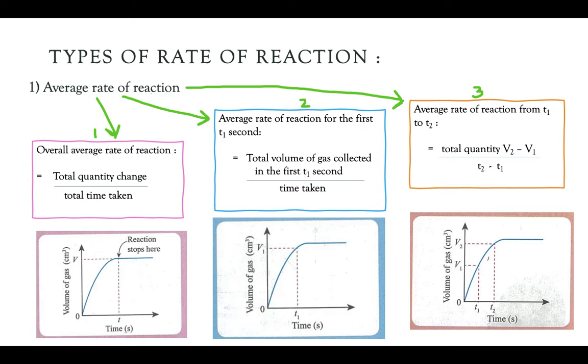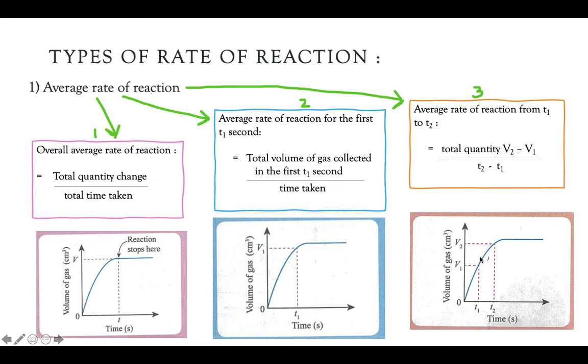Maksudnya kita nak for the specific period of time, tapi still lagi average rate of reaction. So contoh, this is the T1 and then this is the T2. So kita nak calculate this average rate of reaction. Maka formula used is the total quantity, let's say volume again produced. So V1 sini and V2 here. Okay, for T2 kita akan ambil bacaan untuk V2 minus with V1.